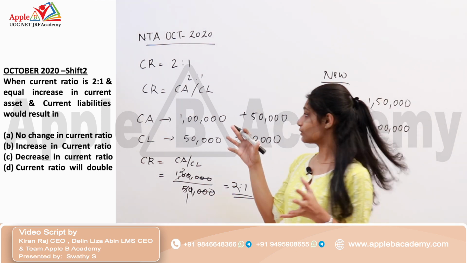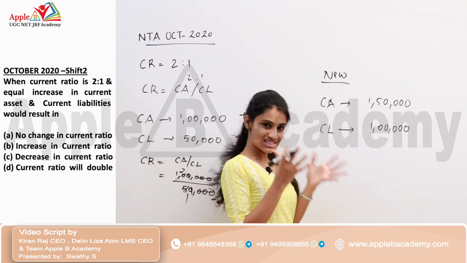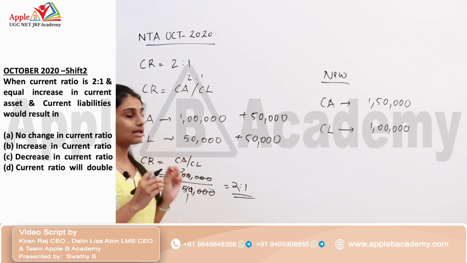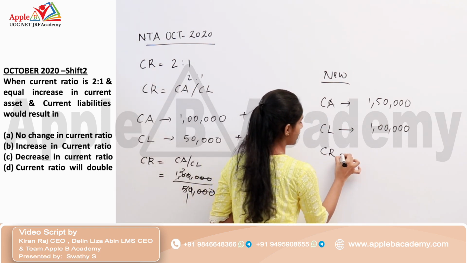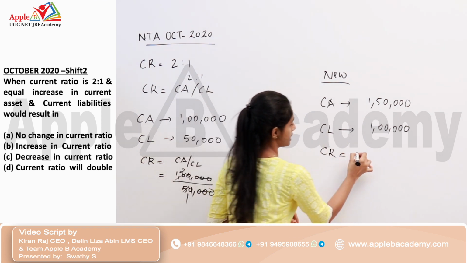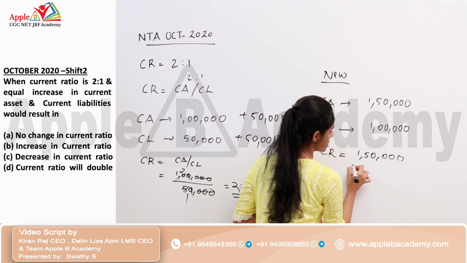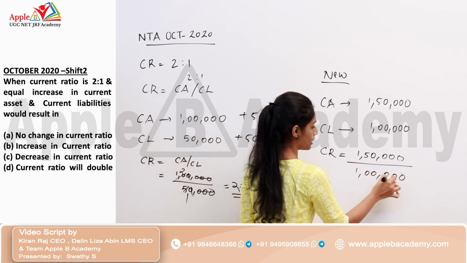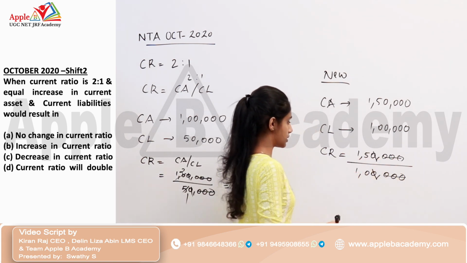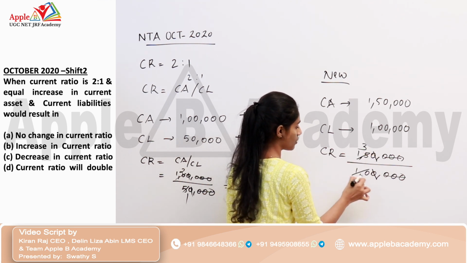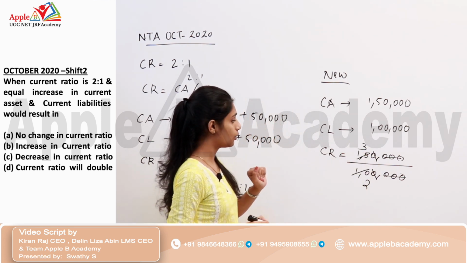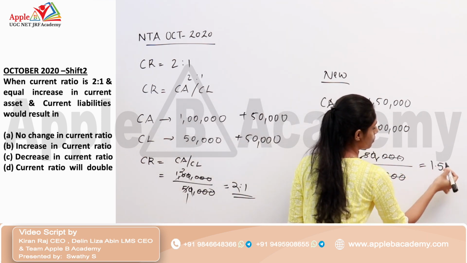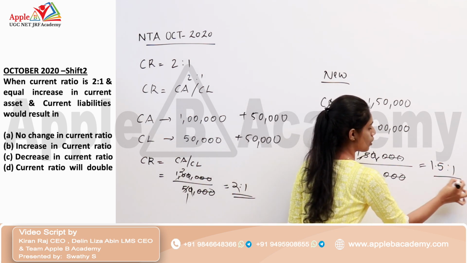This is an example, you can take any number, that's your choice. Here we just took this number. So 1,50,000 and 1 lakh are the new amounts of current asset and current liability. Here also we can find current ratio by current asset divided by current liability, that is 1,50,000 divided by 1 lakh. Here you can cancel 3 zeros, and 5 3s are 15, 5 2s are 10. So 3/2 means 1.5. So 1.5 is to 1.